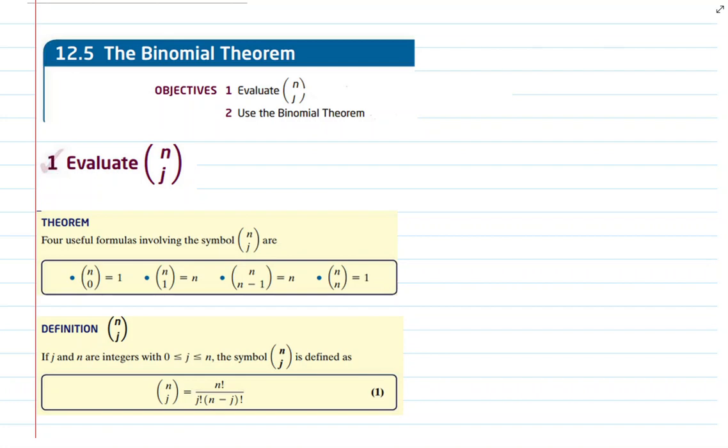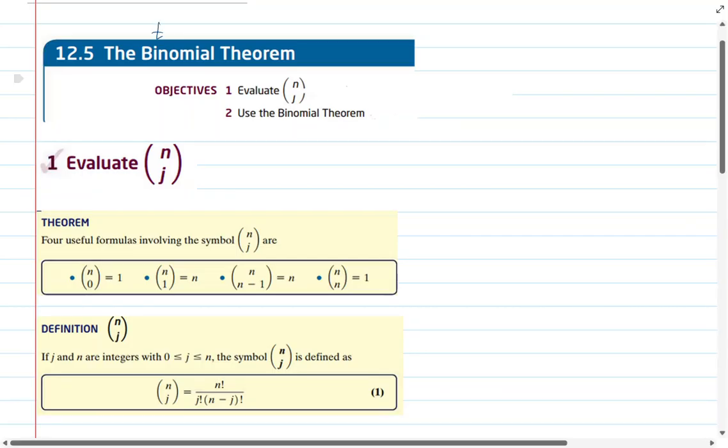We skipped over 12.4 because it was not needed for your use in Cal 2. But the binomial theorem is utilized in all facets of finding particular terms in a section, and it was included by the department as a necessity. And first off, we have to understand that binomial means two terms.